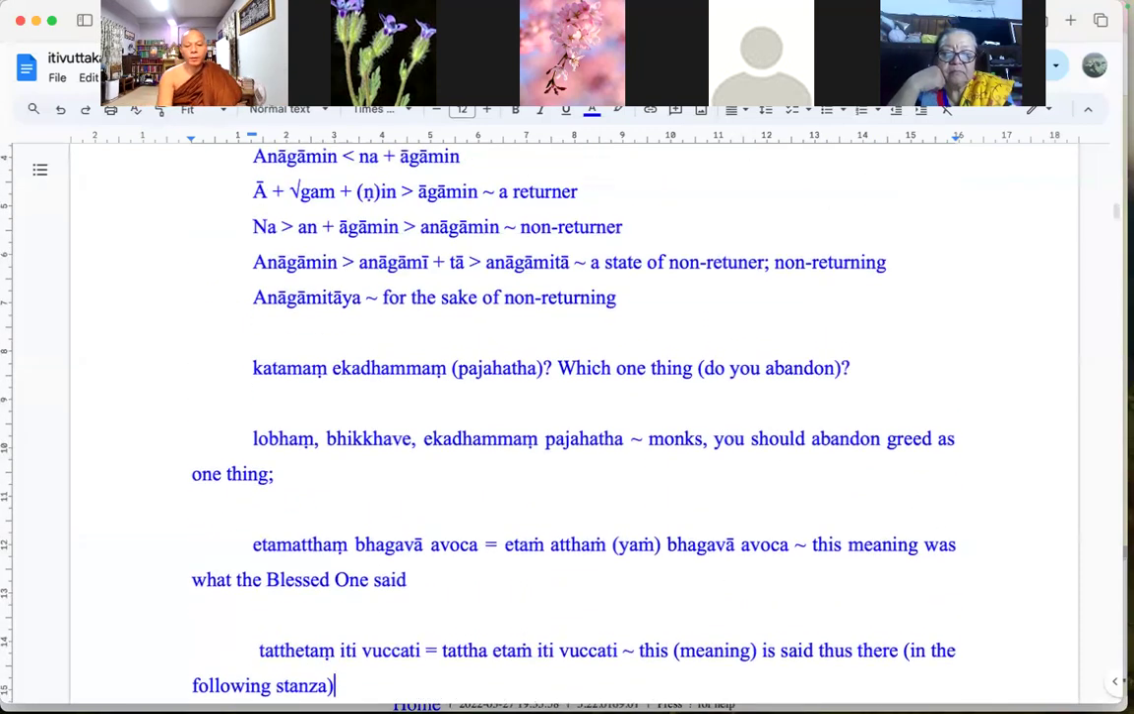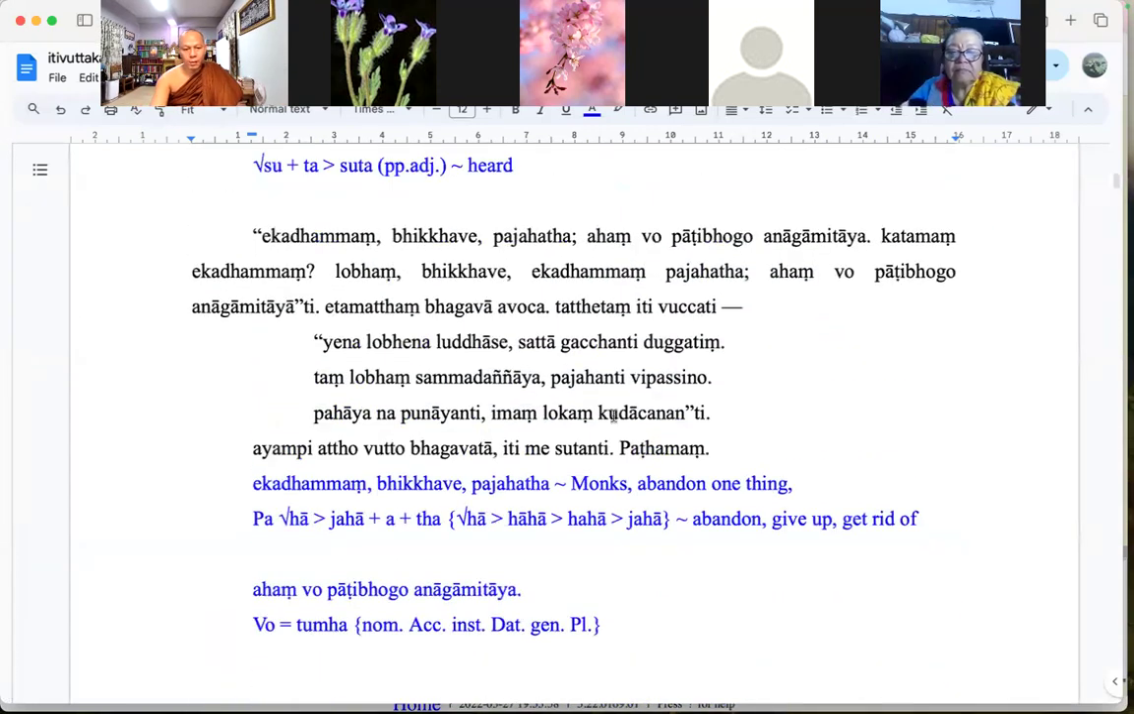So now we need to analyze this stanza. Yena lobhena luddhase, satta gacchanti dugatim. Okay, so now yena we already know, the instrumental, lobhena, by which greed. So firstly, we will analyze the meaning. Okay, luddhase. So actually, luddha is lubbhati.